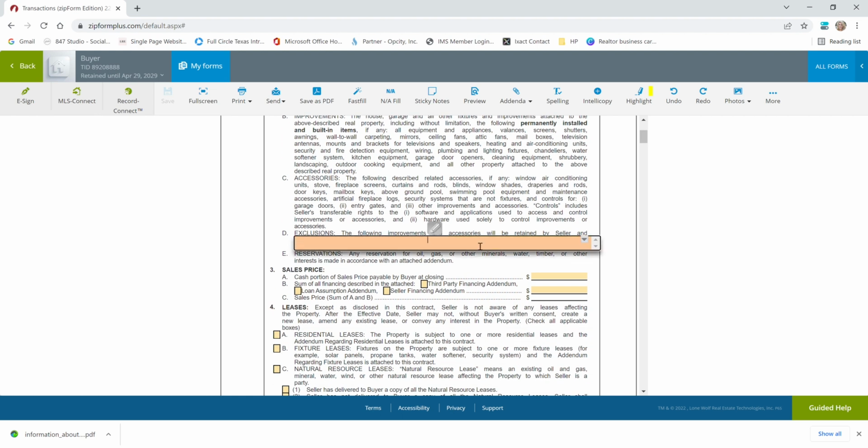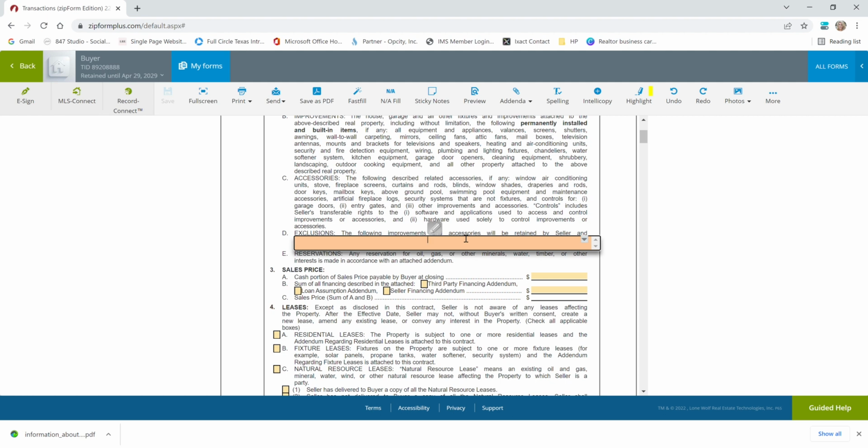Exclusions. So basically, exclusions are going to be anything that were already set with the seller's agent that have put in the agent remarks. Let's say they have a chandelier that the seller is wanting to keep. You would put this under exclusions. Let's say that she's wanting to keep a rosebush in the front yard. This is where you would put under exclusions.